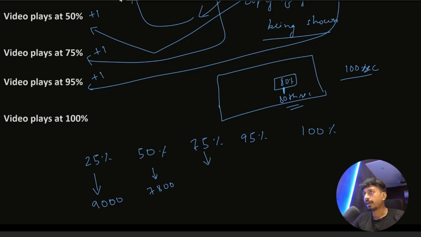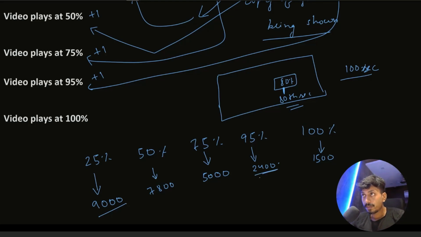Now it will again drop. Maybe 5,000 people watched 75% of your video. Now let's go to 95%. Let's say 2,400 people have already watched 95% of your video. Now let's say this again dropped to 1,500 people, not people, times. Okay, so 9,000 is where it started.